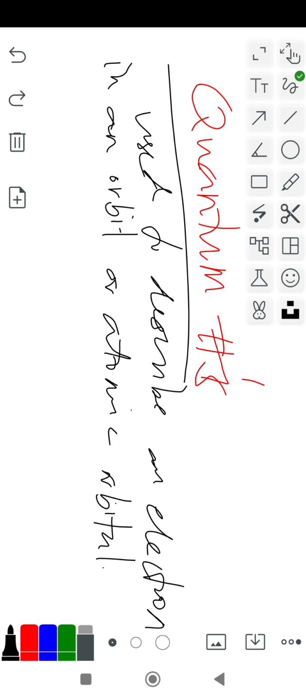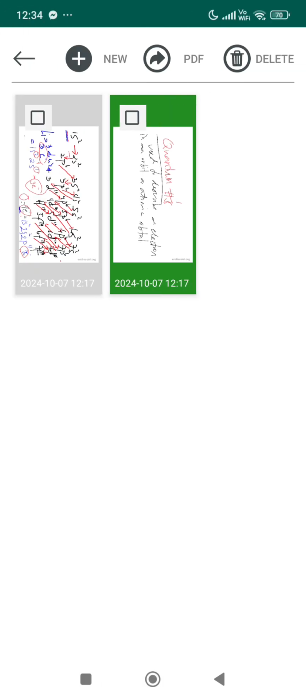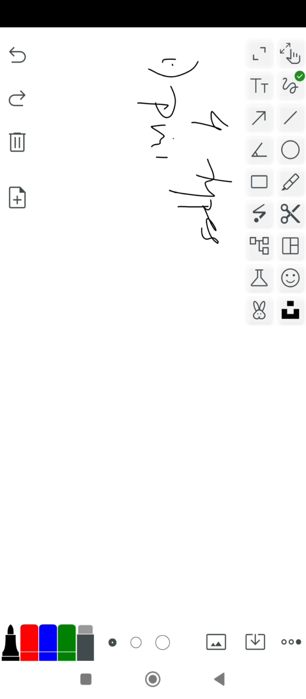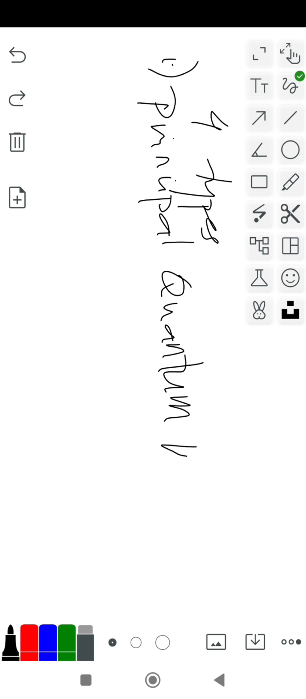So in here, there is a greatest probability of finding the electron in an atom. So these quantum numbers have four types. The first one is what we call the principal quantum number. So principal quantum number is represented by a small letter n.